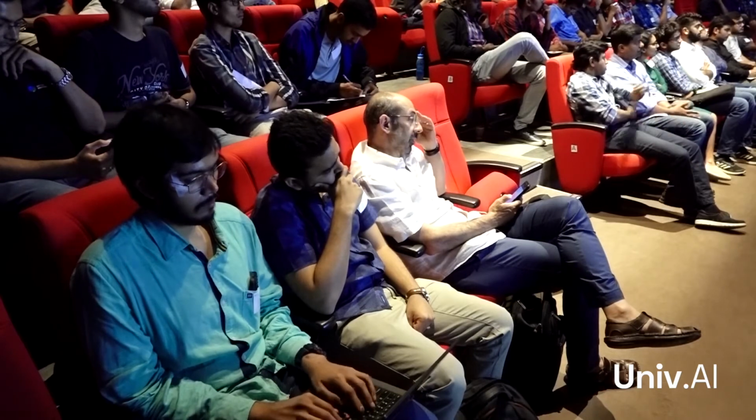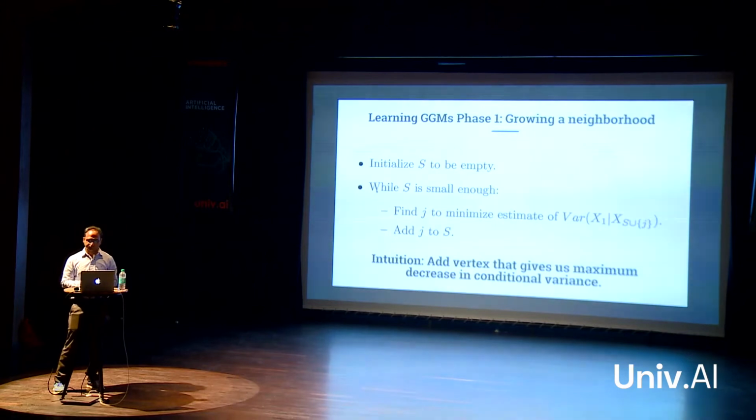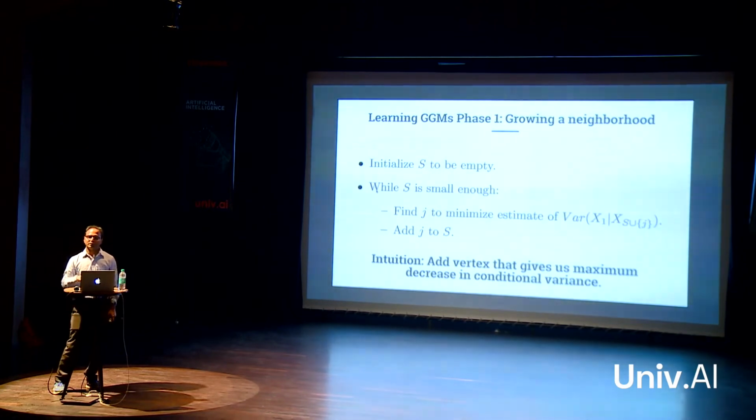The one that I would add first is the one that gives me maximum decrease in conditional variance. It's a simple greedy rule. You can implement it in the 5 lines of code here. So I said find j to minimize some estimate. That itself takes maybe another 4 or 5 lines to implement. Okay, so this is the first phase of the algorithm completely. You add one vertex at a time. The vertex you pick is the one which gives you the maximum bang per buck in terms of decrease in conditional variance.